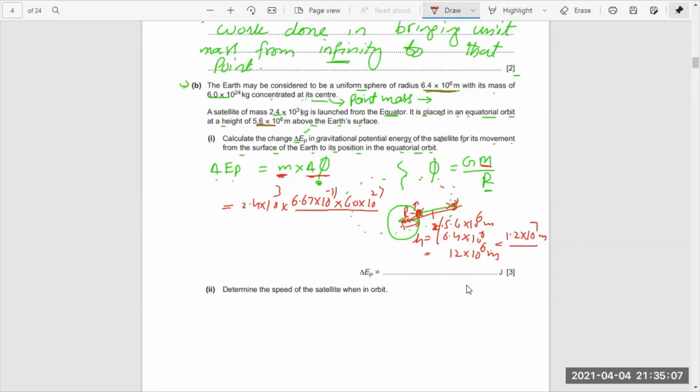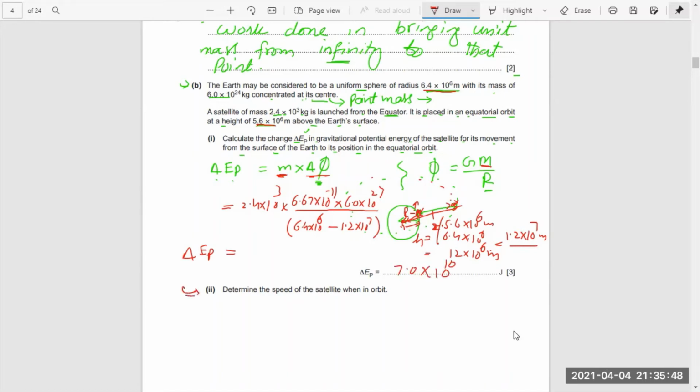So initially this is 6.4 into 10 raised to 6, and subtracting out of it is 1.2 into 10 raised to 7. So this will be the change in the radius, the change in the position of the satellite. So doing this calculation, we would definitely get the change in the potential energy, and this would be no doubt 7.0 into 10 raised to 10 joules.